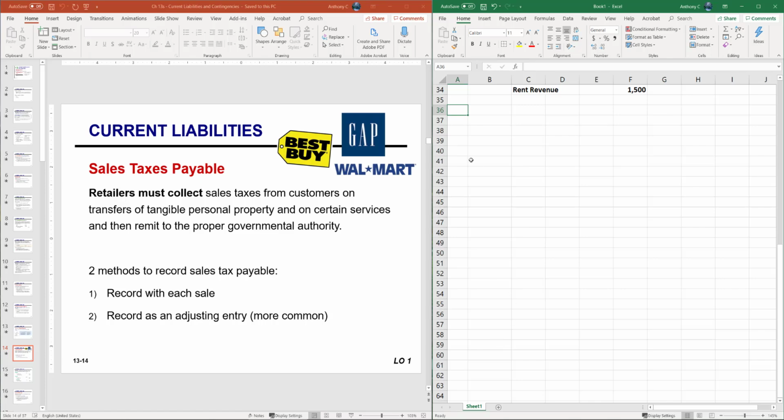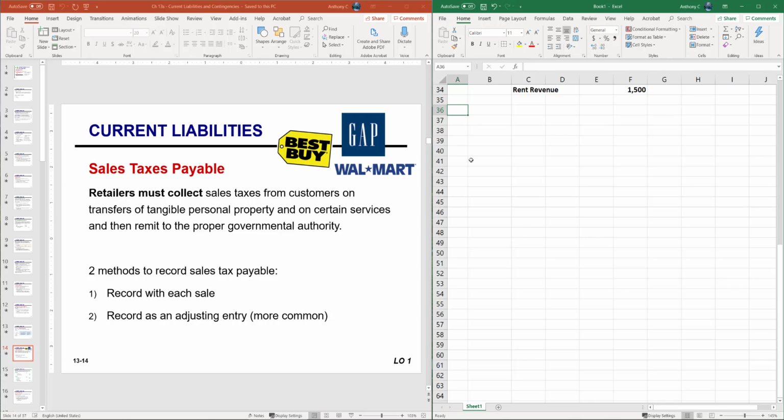So to record sales tax, there's two different methods we could use. The first is to record sales tax with every sale. As you might imagine, for many companies, you're dealing with thousands, tens of thousands, or even hundreds of thousands of sales transactions every period. So if you recorded sales tax along with each sale, generally it just becomes kind of impractical. It's not necessary to do that with every single sale.